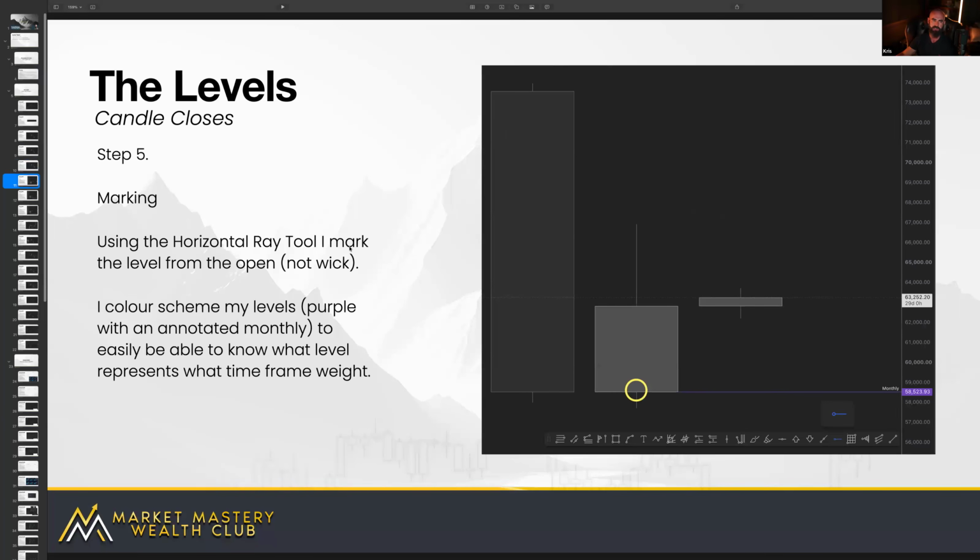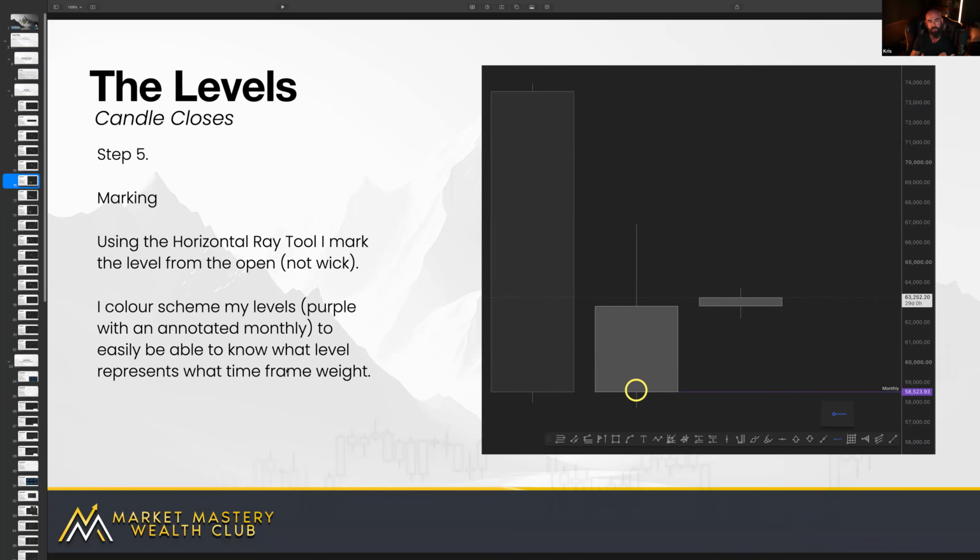So marking using the horizontal ray tool, I mark the level from the open, not the wick again. So we're just marking it from that low. I color scheme my levels, so I use purple with an annotated monthly on it to easily know what level represents what time frame and weight. So if I am down on the 1 hour, I don't have this random level with no title on it, and I have no idea what that means with all the 50 other levels.